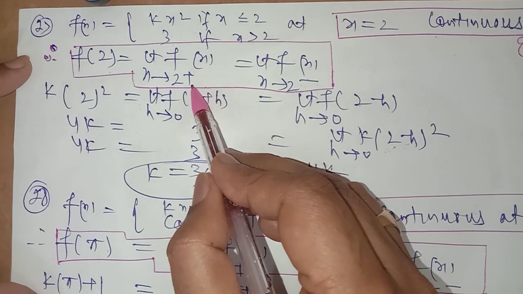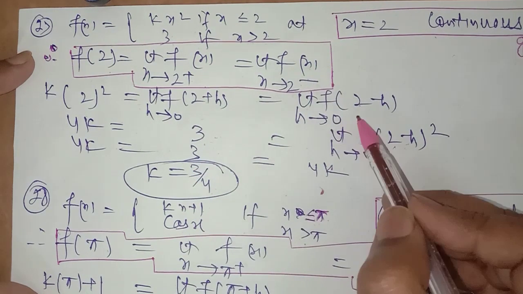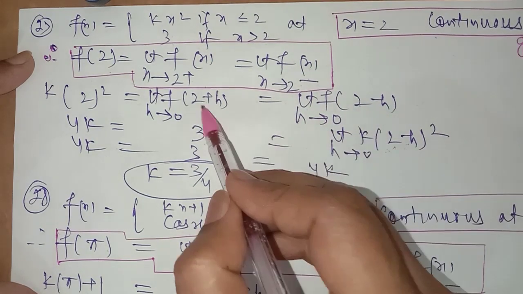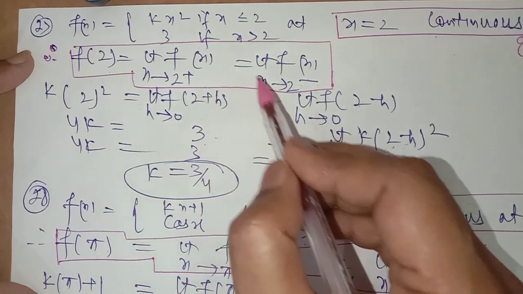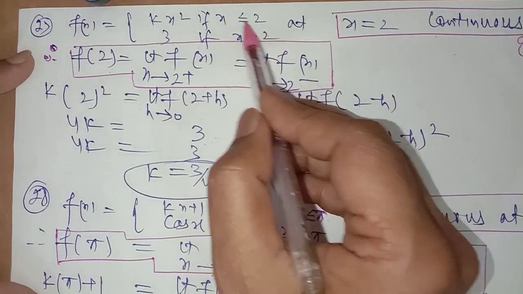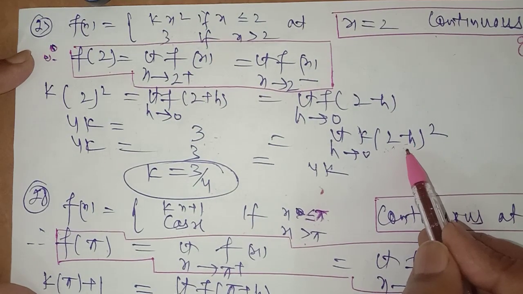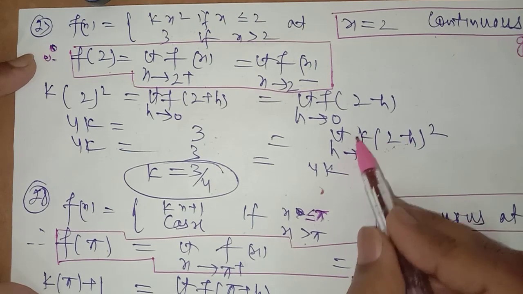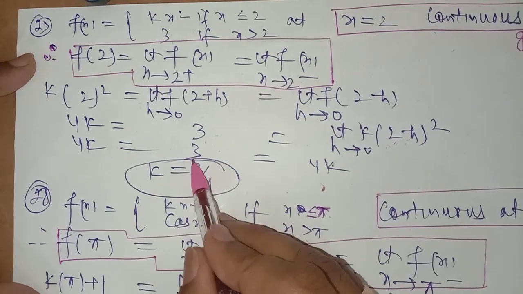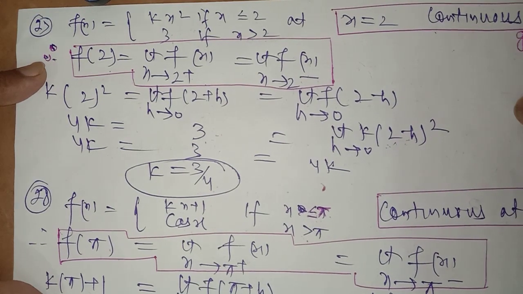Now for the right hand limit at 2 we write x is equal to 2 plus h. For the left hand limit at 2 we write x is equal to 2 minus h. 2 plus h is greater than 2, so it will be equal to 3, and 2 minus h is less than 2, so we'll use the function k(2 minus h) whole square. So by taking the limit, h comes out to be 0, so it will be 4k. So 4k is equal to 3, so k is equal to 3 upon 4. So it is a somewhat easier question than the previous.